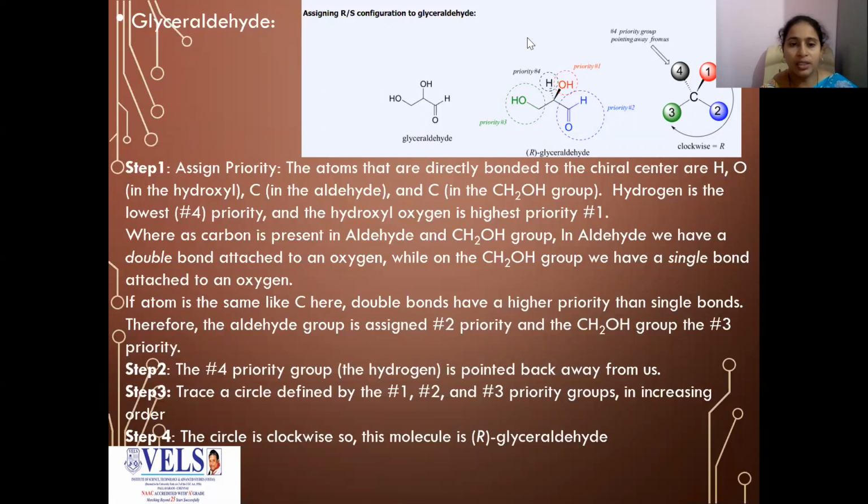And we have to check in step 2 whether the least priority group, that is hydrogen, is pointed away from us. Then later on trace the circle in the order 1, 2 and 3 according to the priority groups. When we trace this, we have seen clearly that 1, 2 and 3 are in the clockwise direction. So the structure which is given here will be in the rectus form or R configuration according to absolute configuration rules.